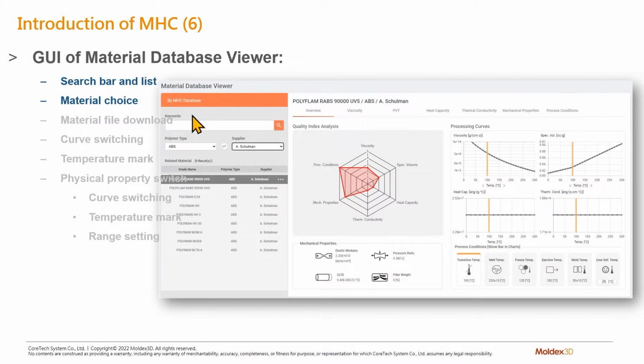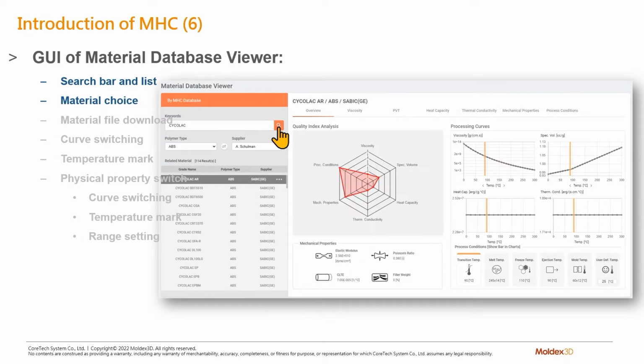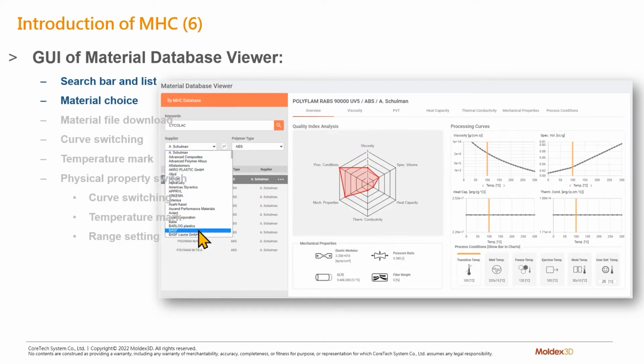Now, let's look at the first feature, Material Database Viewer. In all features, please operate from left to right and top to bottom. On the left is the Material Search panel and the result list.